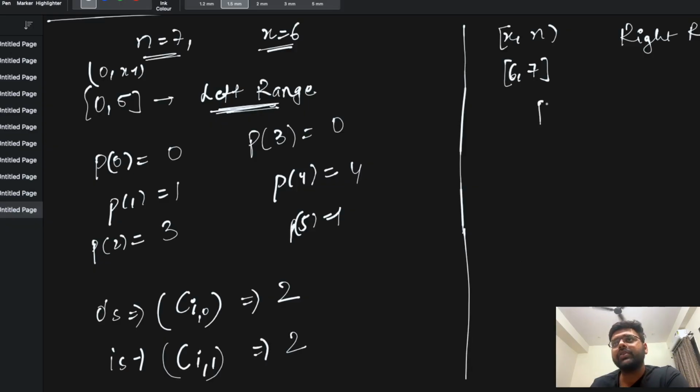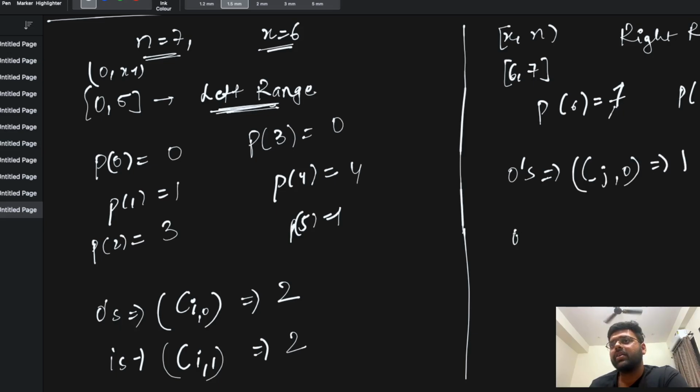Now let's calculate for the right as well, p of 6 and p of 7. So our p of 7 is simply 0, and p of 6 is p of 5 or 6, so it would have been 7. Now if we count the zeros here, it would be c of j of 0, it would simply be 1, and ones here would be c of j of 1, it would have been 0.